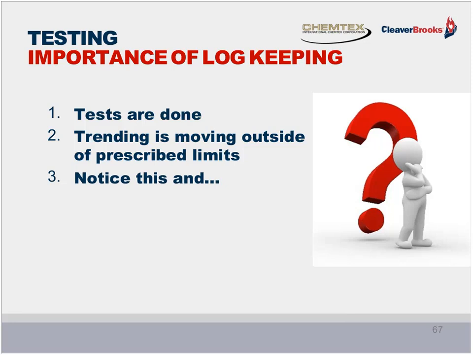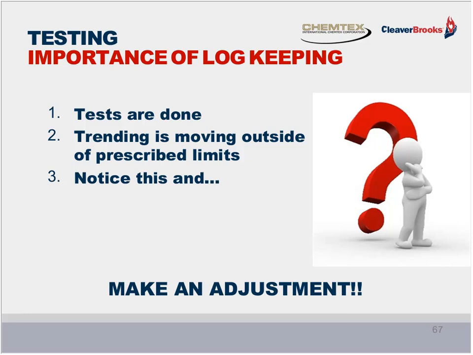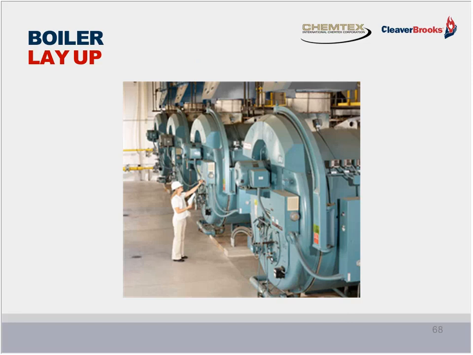More often than I'd like to say, there's been operators where I've gone in and they say, yep, I've had sulfite in my boiler, but I haven't had any sulfite in my boiler for the last 3 days. What should I do? Make an adjustment. If you see a trend that's moving outside of the recommended limits, make an adjustment. And if you don't know what to do and your program manual doesn't tell you what to do, call your water treatment supplier.